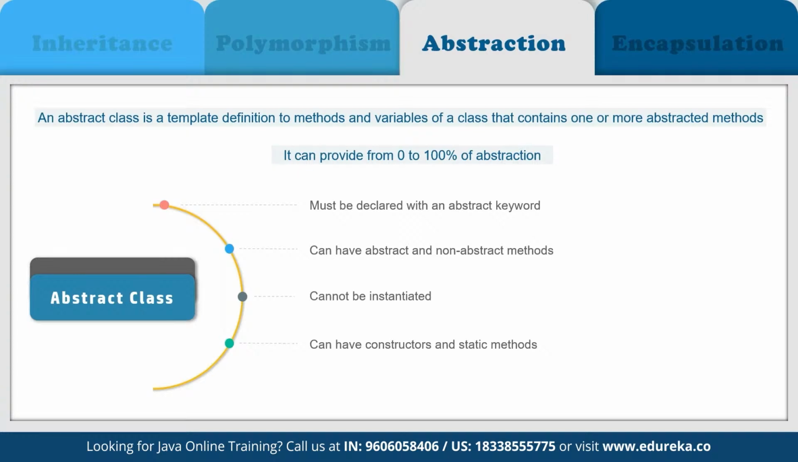Now, to use an abstract class, we have to inherit it from another class where we have to provide implementations for the abstract methods there itself. Else, it will become an abstract class. As you can see here, it must be declared with an abstract keyword. It can have abstract and non-abstract methods, it cannot be instantiated, and it can have constructors and static methods defined, and it can have final methods also defined here as a part of abstraction.